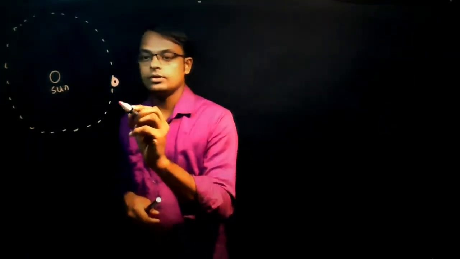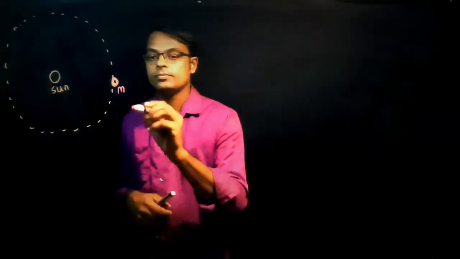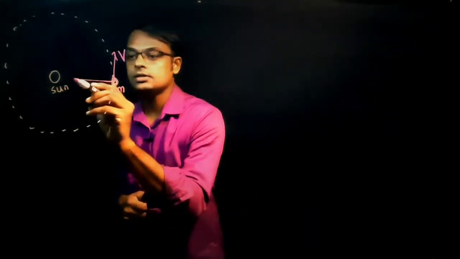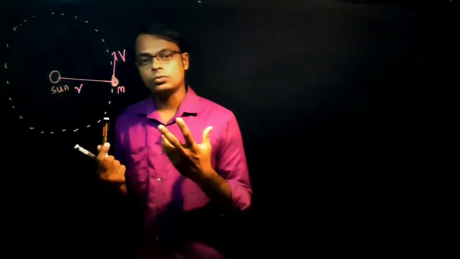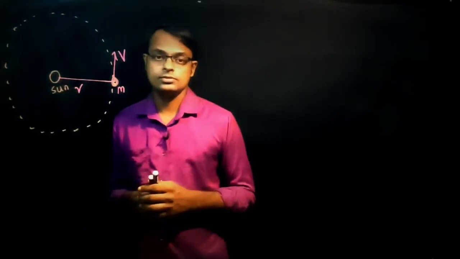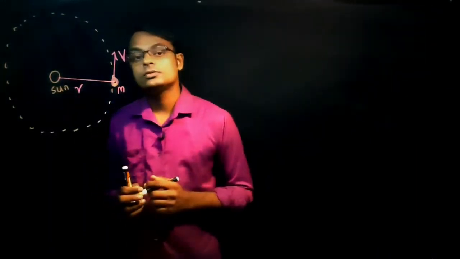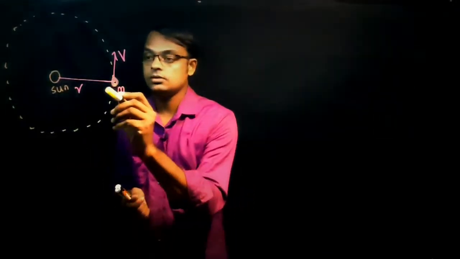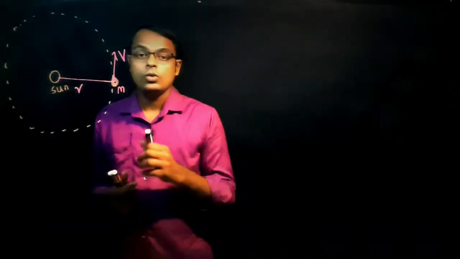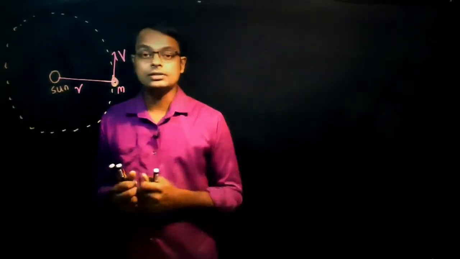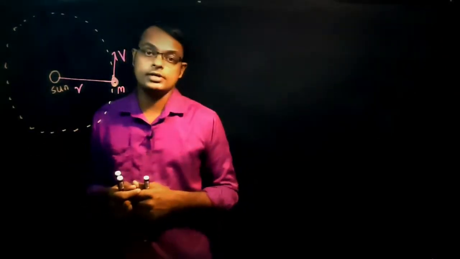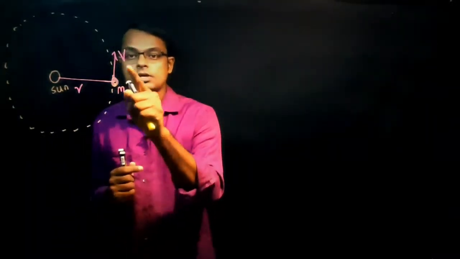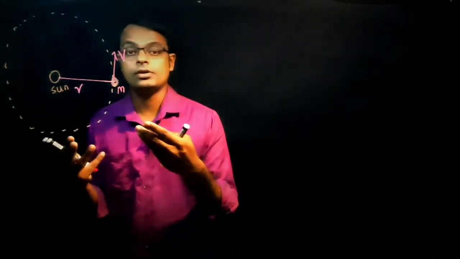If this Earth is revolving, M is the mass of the Earth. If you draw a tangent, we can say the velocity is v, and this is the radius r. We are going to derive a relationship for centripetal force. We assume that the centripetal force may depend on the mass of the body, here the Earth, the velocity of the body, and the radius. We can assume many physical quantities, but in this example we discuss only three: mass, velocity, and radius.